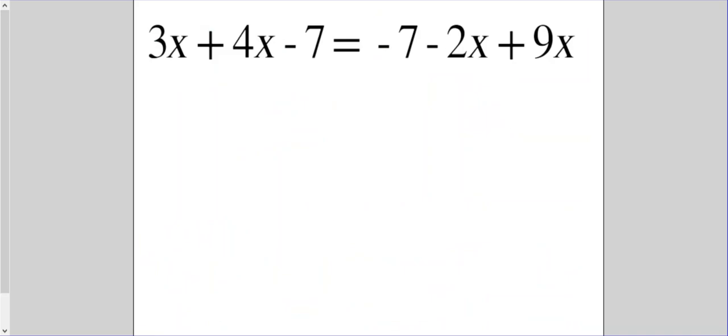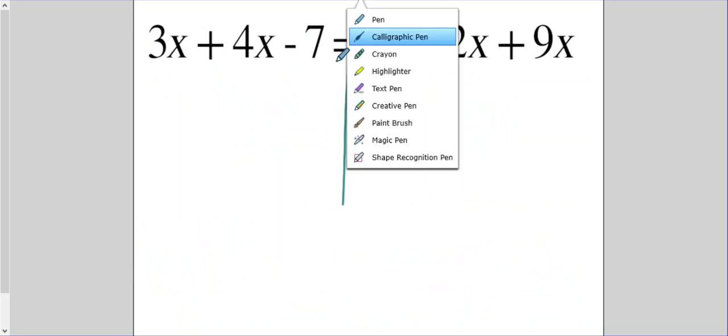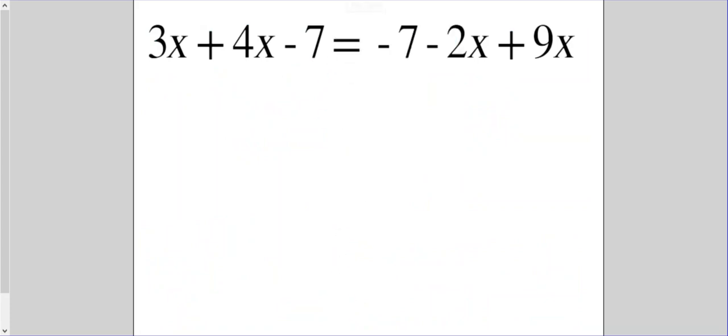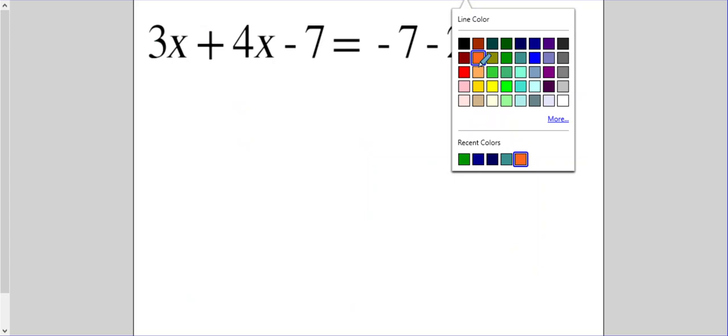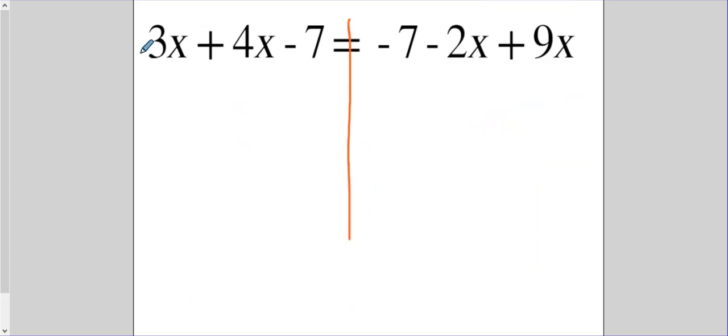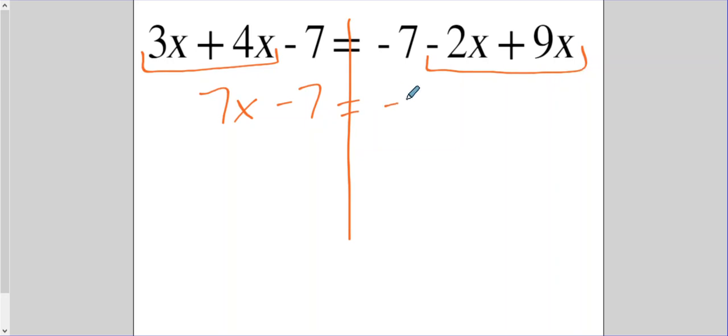All right, on this one again, I have variables on both sides, but before I combine those two, I'm going to combine the stuff separately on the left side and then on the right side. So I'm going to just combine like terms on the left. That would give me 7x minus 7. On the right side, that would give me a negative 7 and negative 2. Make sure you include this sign. That's a negative 2 plus 9.